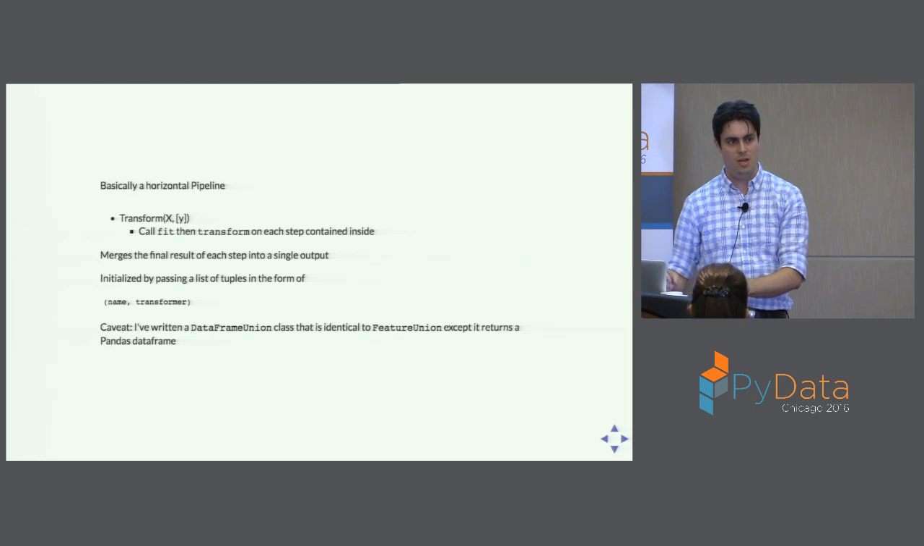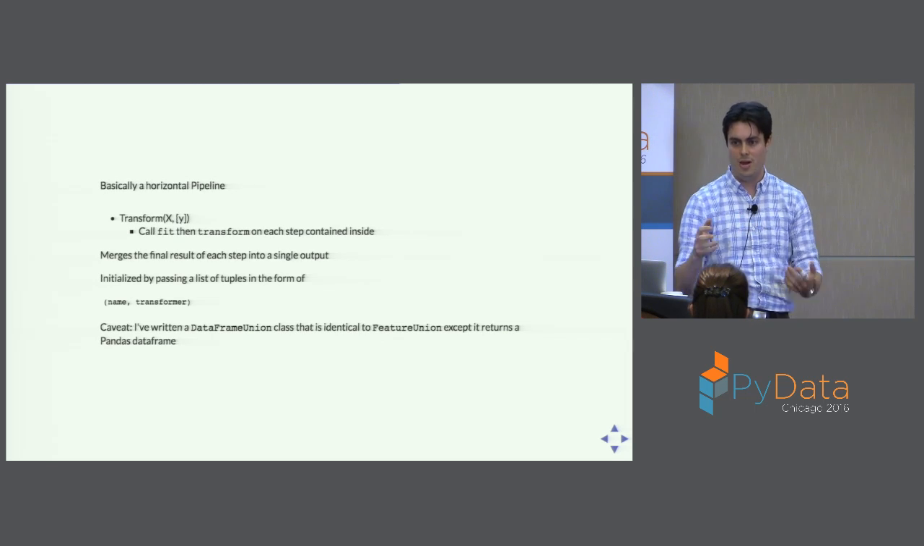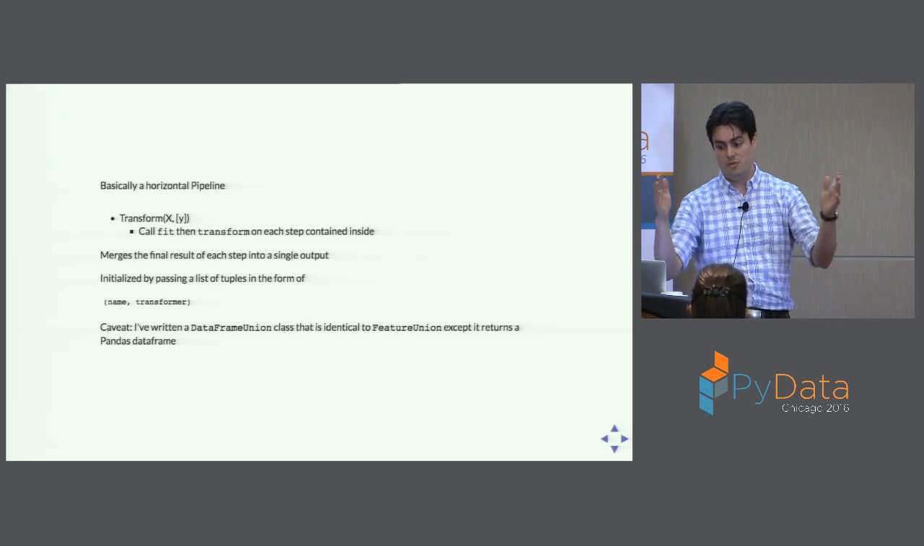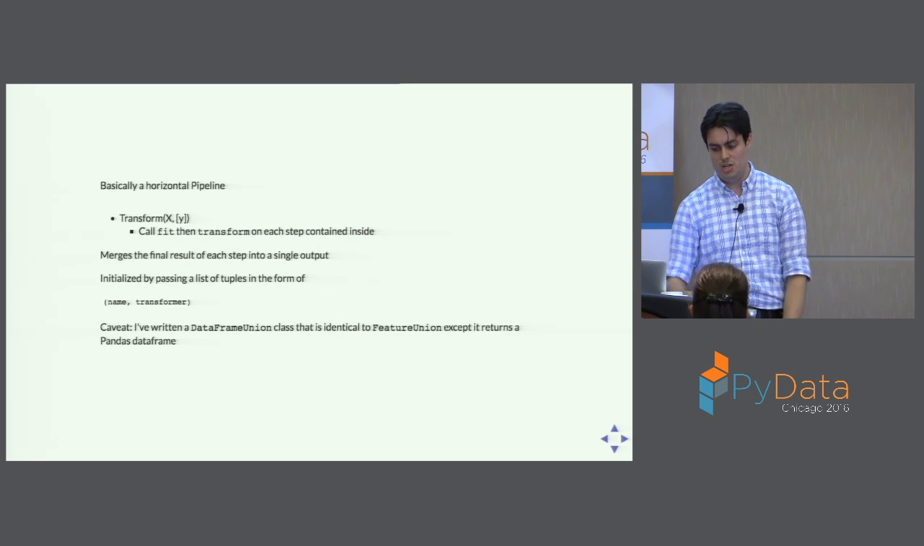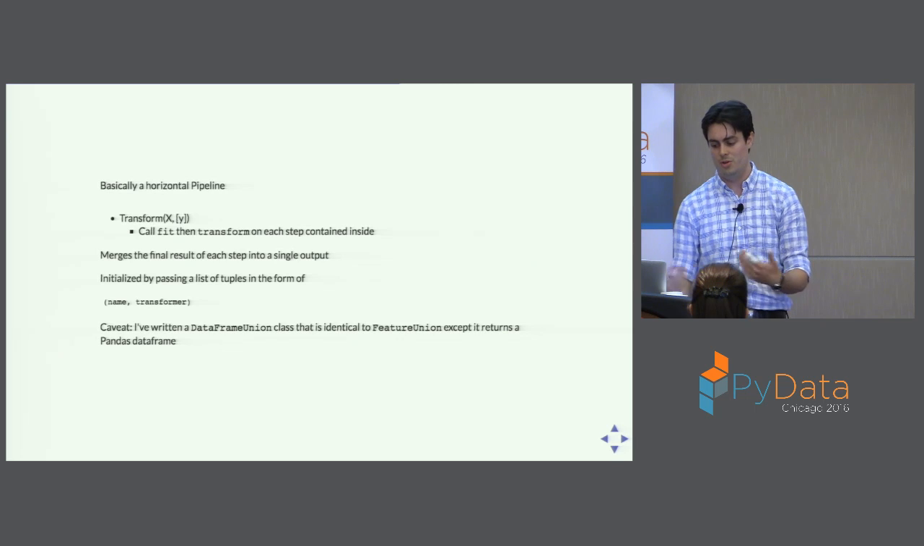I'm going to get to it later, but you can actually pull out each individual brick of these towers and play with them. You have access to all of these objects. It's not like they're locked away from you. So merge is the final result. Same initialization, name and transformer. You can also call make_feature_union. Caveat, I've written a data frame union class, so I sometimes flip up and call it one or the other.